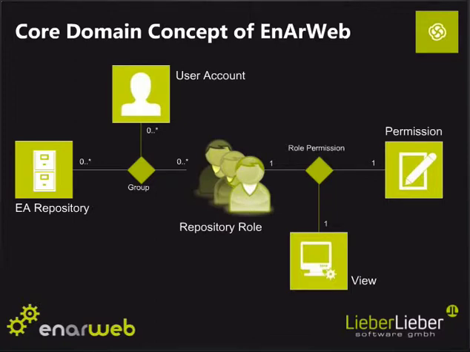So this figure depicts the core domain concept of EnArWeb. You have different Enterprise Architect repositories and you can create different user accounts with EnArWeb and map these user accounts to specified repository roles. And each role can have different views, and these views provide permissions to your Enterprise Architect model.